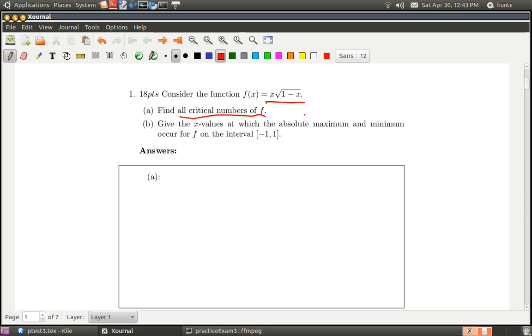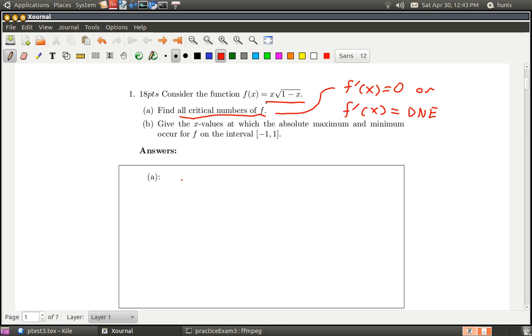Okay, so a helpful thing to know would be what a critical number is. A critical number is just an x value where f prime of x is either 0 or f prime of x doesn't exist. So that's the definition of a critical number. And I bet for this function, the derivative not existing is not going to be a problem. So we're probably just going to find all the places where the derivative is 0. Alright, so what's the derivative?